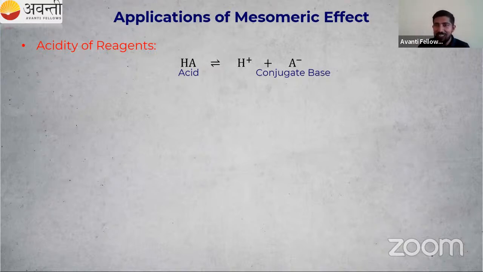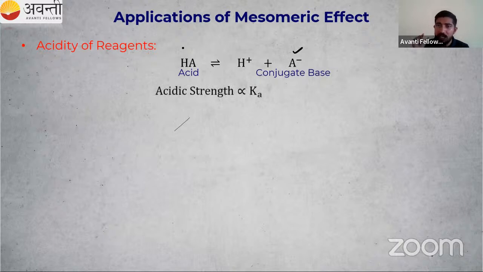So, the acidity of the reagents. What is a good acid or a strong acid? A strong acid should release more H plus. With H plus, there is A minus also present. That is the conjugate base. We have discussed acid and conjugate base. What is the difference between acid and conjugate base? The difference is one H plus.